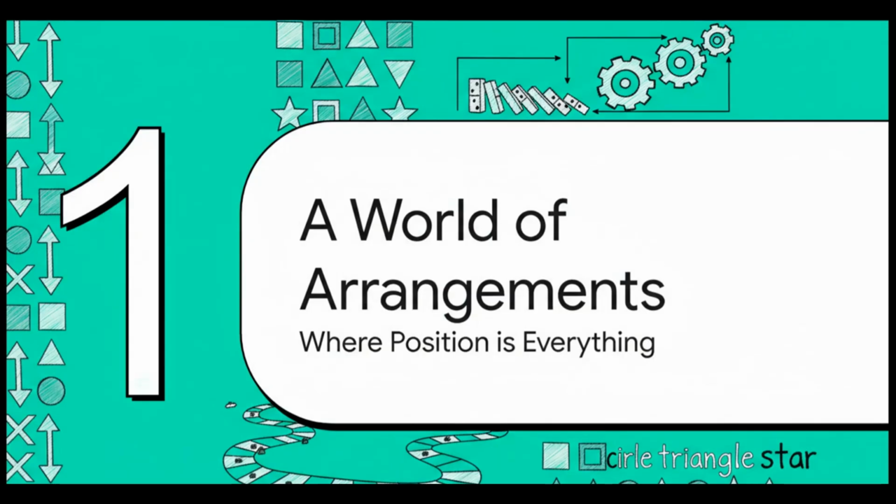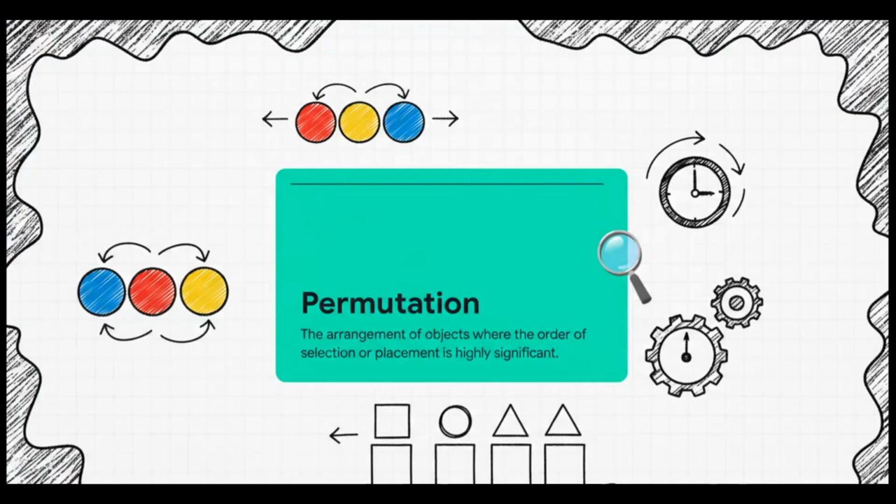All right, first step. Let's step into a world where position is everything. This is the world of strict rules, of sequences, and specific, meaningful placements. And the official name for this is a permutation. The definition here is perfect. It's all about arrangements where the order is, and I quote, highly significant. The two words you really need to lock in are arrangement and order. If you swap two items around and it creates a genuinely different outcome, you know you're dealing with a permutation.